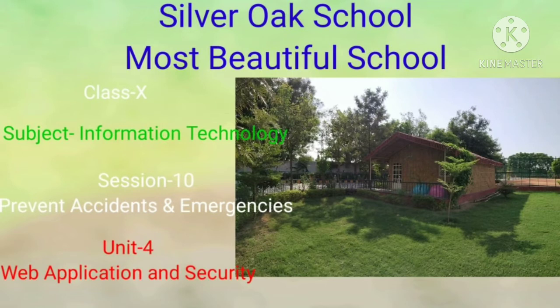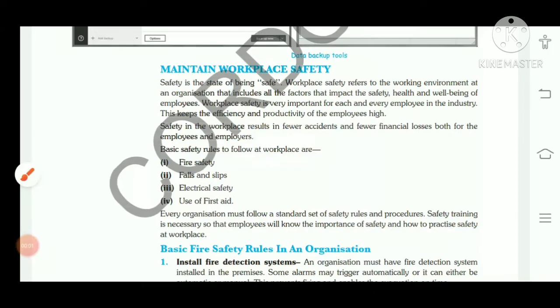In our today's class, we will start with session number 10. Session number 10 is about preventing accidents and emergencies, and so for this, our class begins. Children, in our previous class, we discussed maintaining workplace safety. This one is session number 9, and there we discussed the basic safety rules that we have to follow at our workplaces.